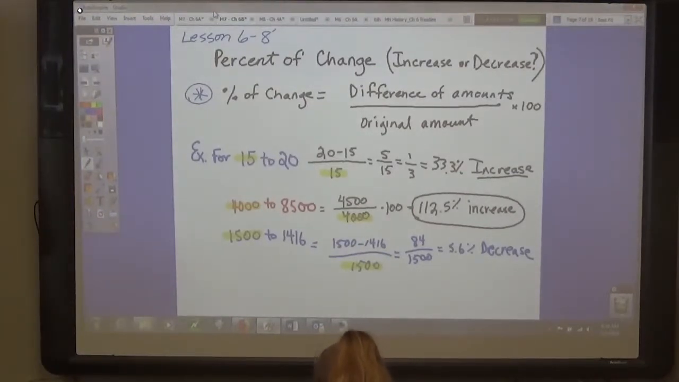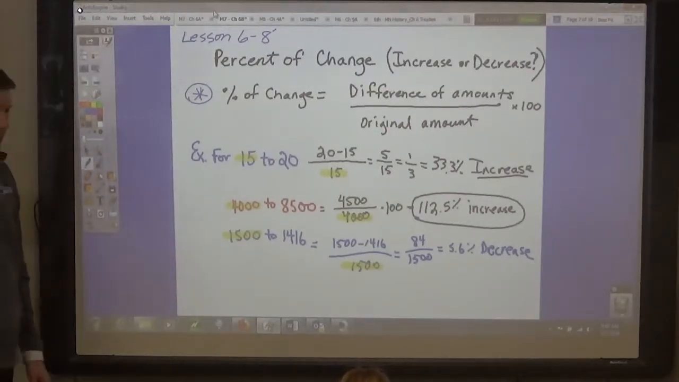The annual production of municipal solid waste in the United States has more than doubled since 1960. Find the percent of increase from 1960 to 1990. In 1960, there were 88 million tons of solid municipal waste. And in 1990, there were 205 million tons. So from 88 million tons to 205 million tons. How much of an increase is that? Or what is the percent of that increase?